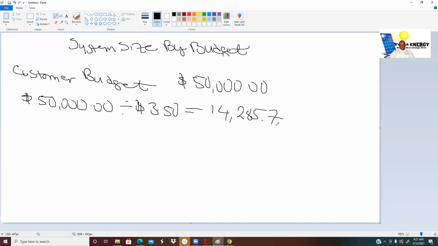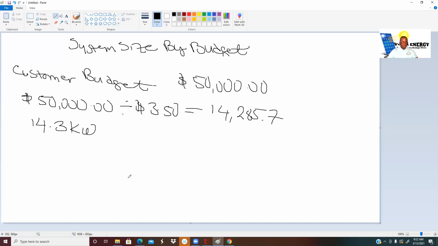Now we're going to divide that, 14,285.7, by 1,000, equals 14.2. Round up, so it's 14.3. So we got a 14.3 kilowatt system. Our geographic location is Liberia, so we have to find the kilowatt hours per year for Liberia.